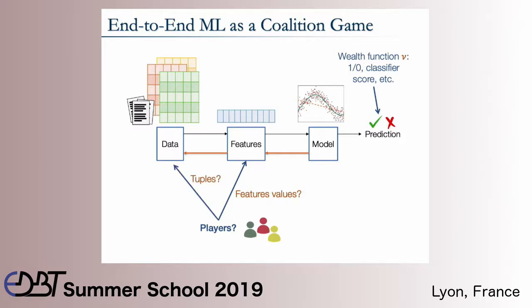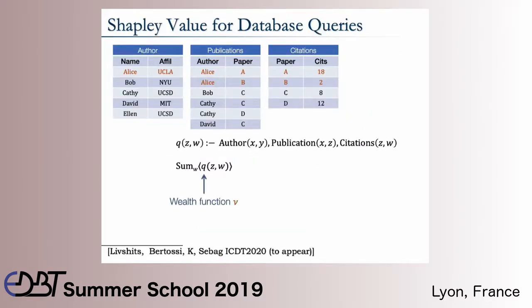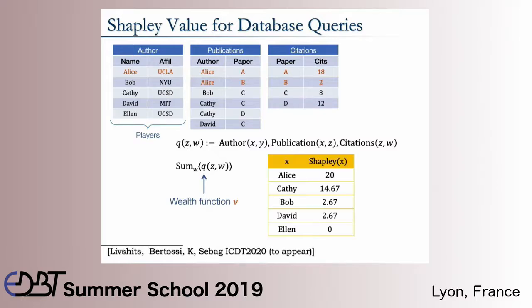Or the players can be the database tuples. In the work that we've been doing, we've been looking at the database tuples as the players and the query, or the aggregate query, as the wealth function. And then we could quantify how much each tuple of the database, or how much each of the authors, was responsible, say, for the overall number of citations that a department has.